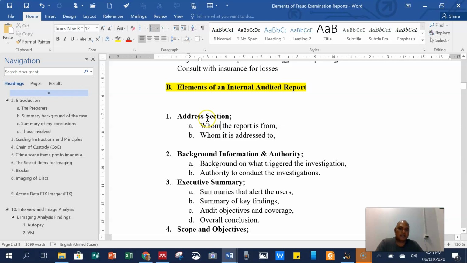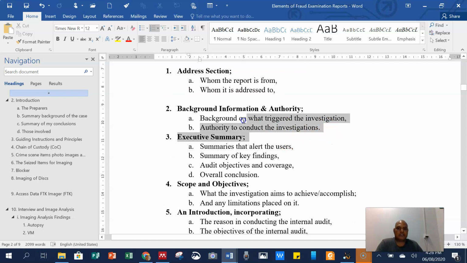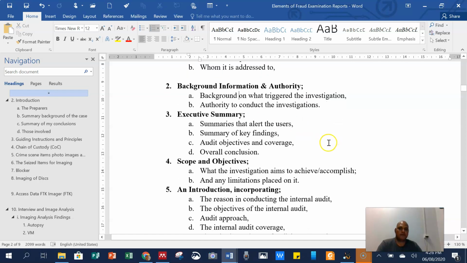it has to be in sections. The first section is the address section, which involves where the report is coming from, whom the report is from, who the report is addressed to, and also the authority of the report. Then the executive summary: the summaries of what the users would normally want to hear from an internal finding within a company, the key summaries, as well as the audit objectives and coverage. Normally audit objectives and coverage are detailed in the audit framework of any company or organization.